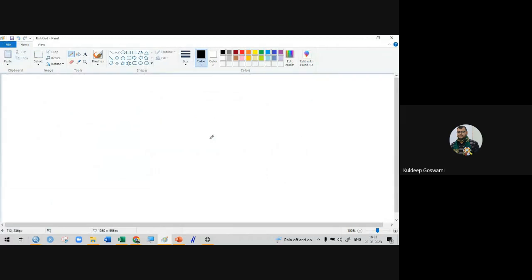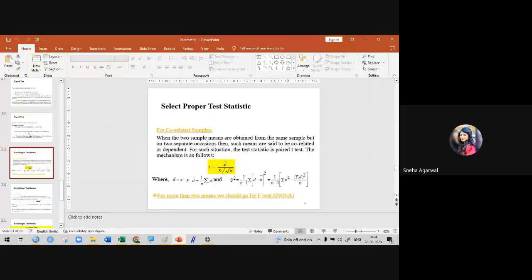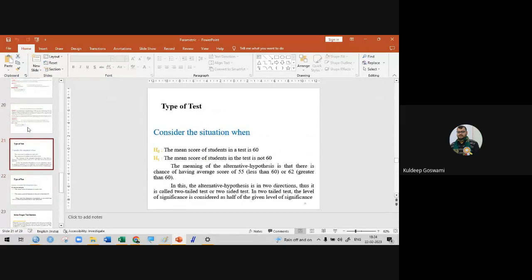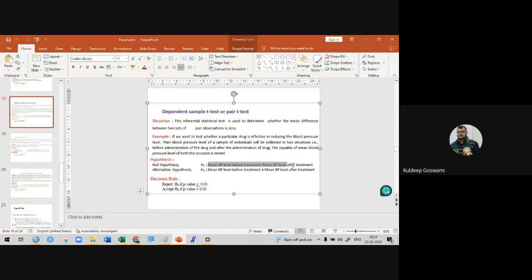For a paired t-test, the null hypothesis should be what? So that the mean is going to be the same before and after the medication. Yeah, I'll show you. Yes. Mean BP level before treatment is the same as mean BP level after treatment.